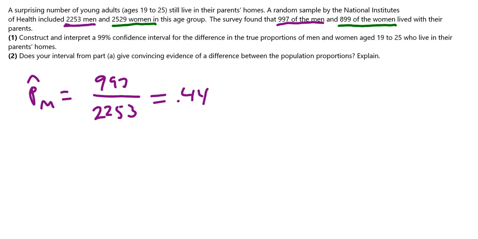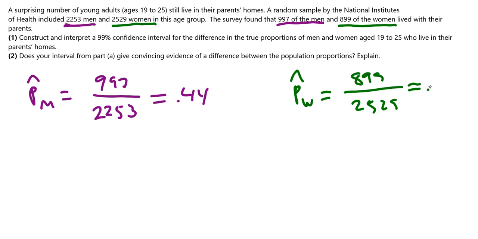If we do the same thing for the women, let's color code this. In green, p hat, the proportion of women in the sample who said they still live with their parents, we had 899 divided by 2,529. Let's see what that proportion is. 899 divided by 2,529, and in that case, we get about 0.355. So it looks like there's a smaller proportion of young adult women still living in their parents' house than there are men.